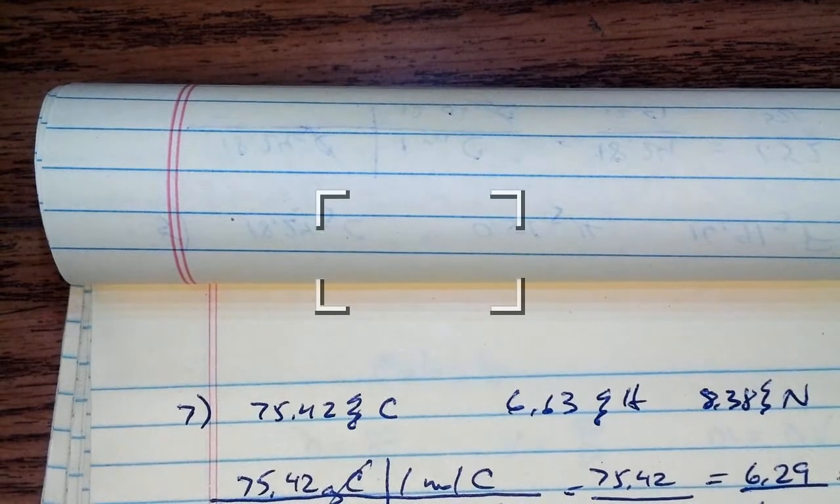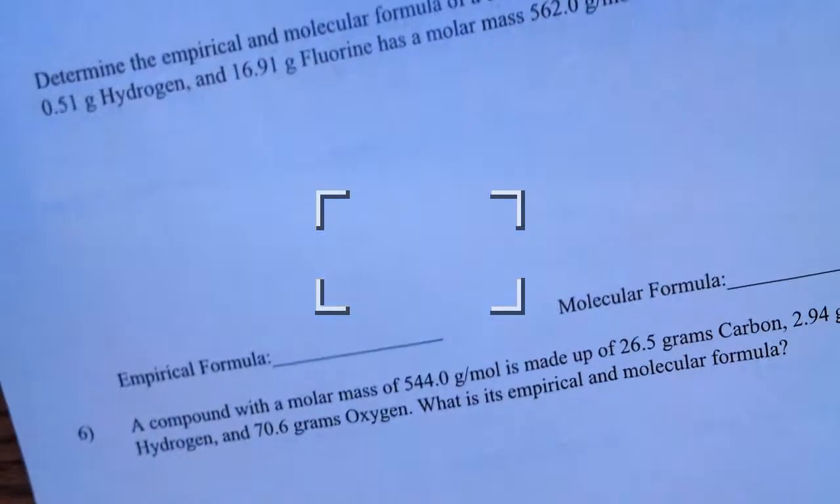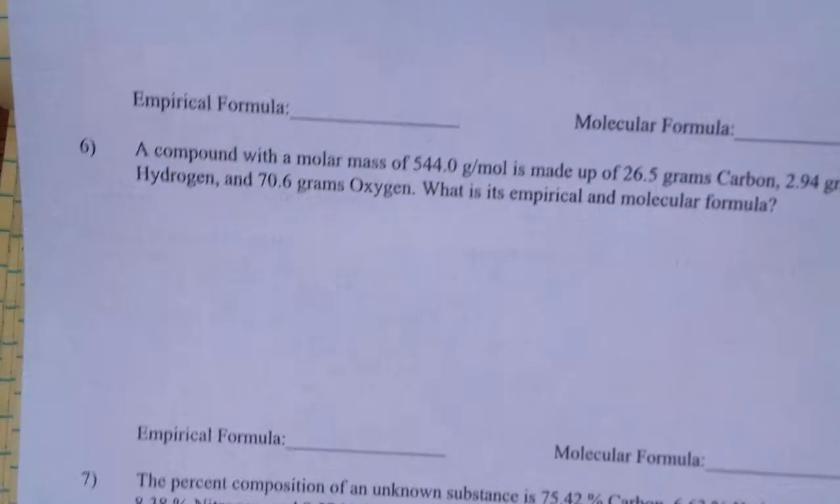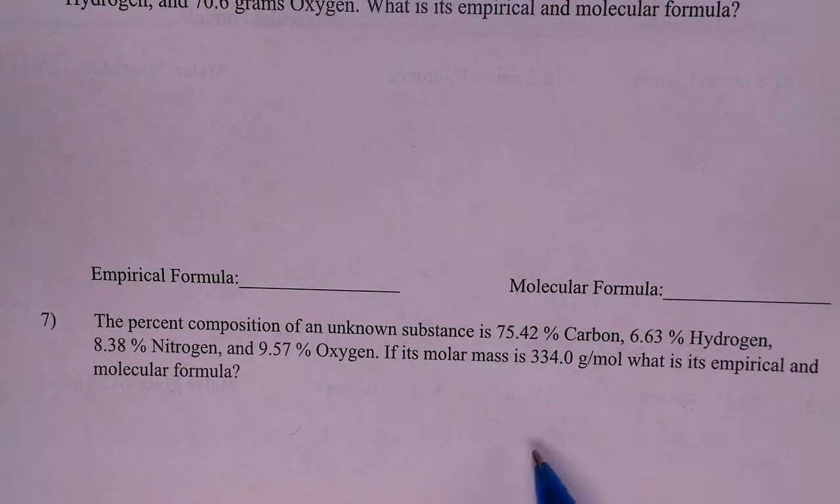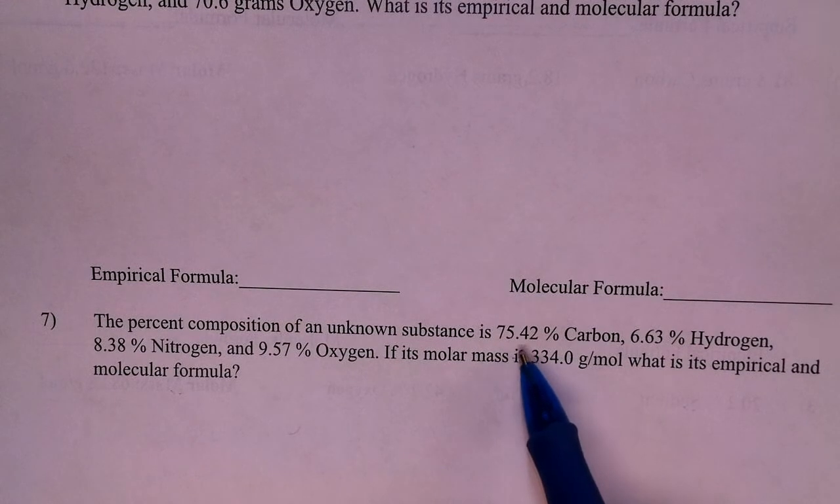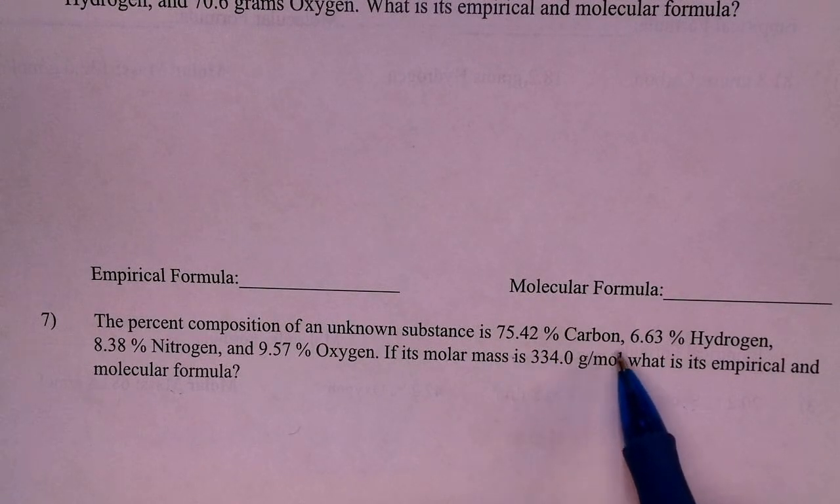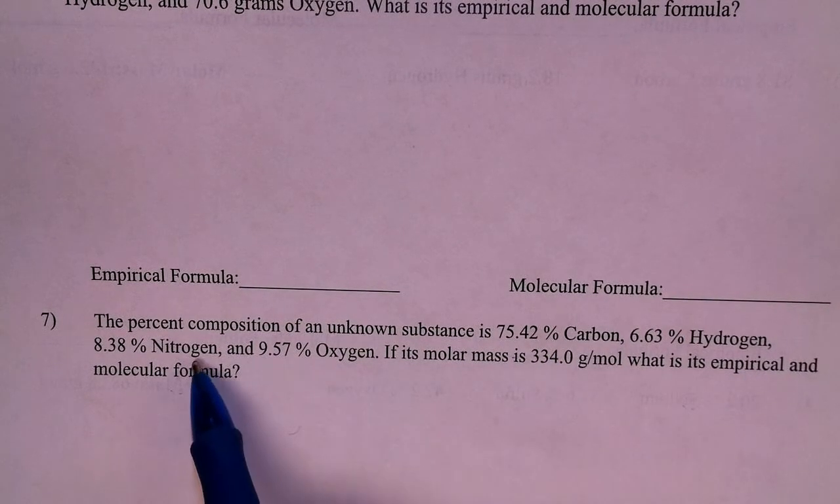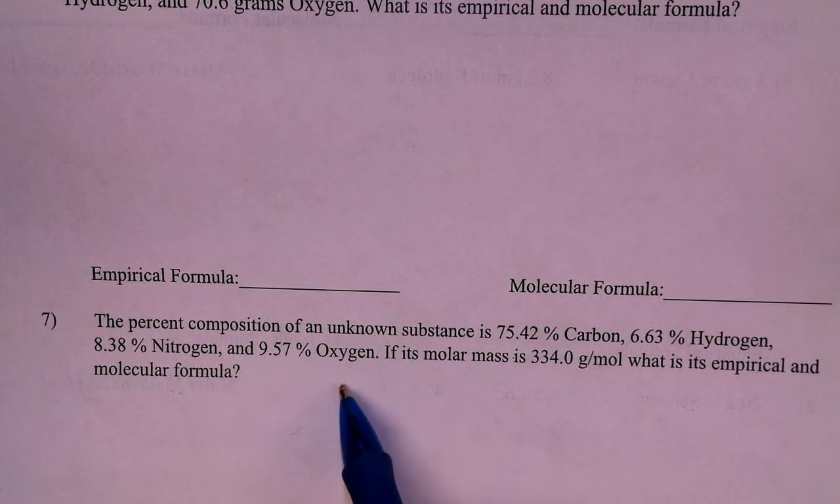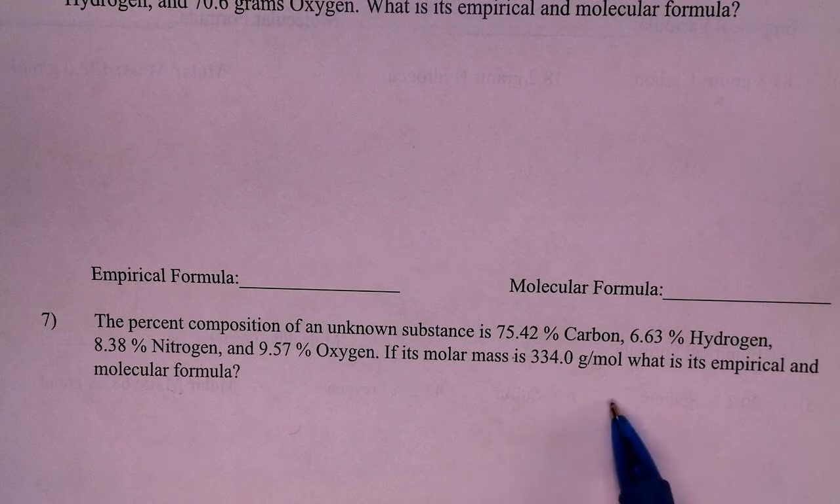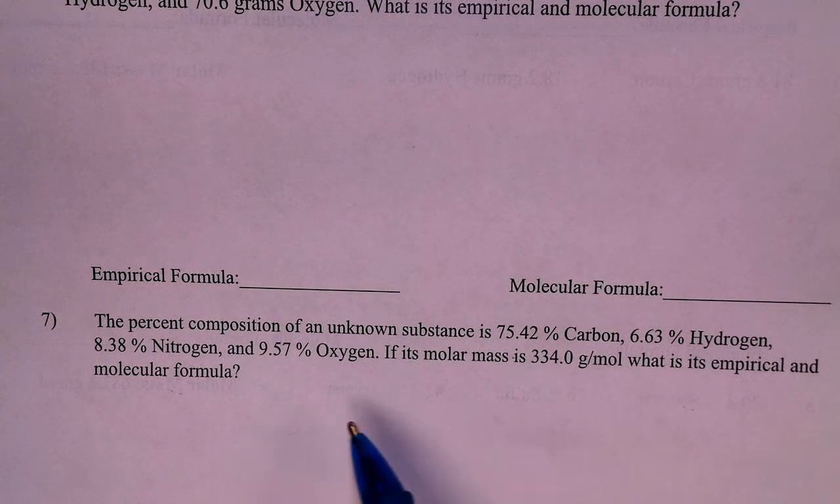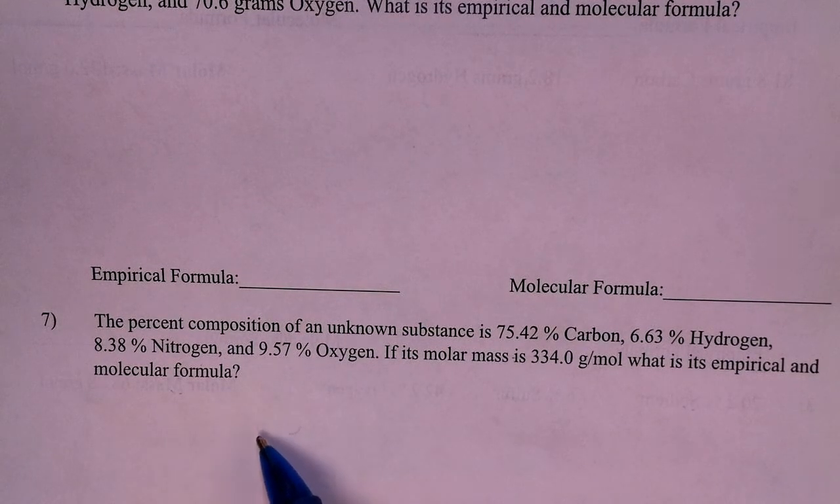Now, number 7. Okay, let's look at number 7 for a second. Here, we've got the percent composition of an unknown substance: 75.42% carbon, this percent of hydrogen, this percent of nitrogen, this percent of oxygen. It has a molar mass of 334.0. What is the empirical and molecular formula?